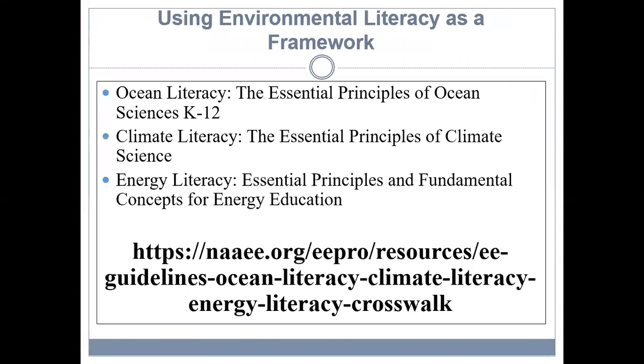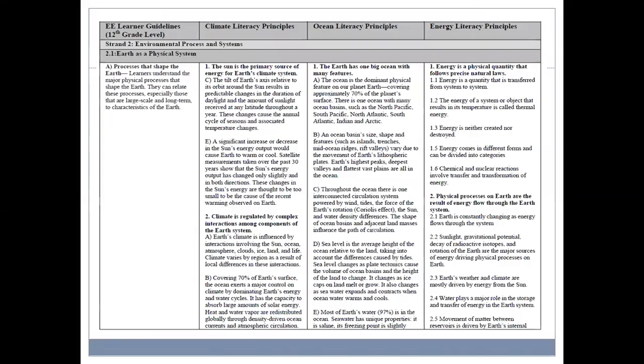The same thing exists, correlation tools for the ocean literacy, climate literacy, and energy literacy principles. And you can find the overlaps and those correlations really easily. We'll send out this PowerPoint as well, so you don't have to write down that super long URL, but those resources are available. This is an example of what it looks like, where you have the guideline on the left and the principles from climate, ocean, or energy literacy in the columns on the right. So you can see where those match up.